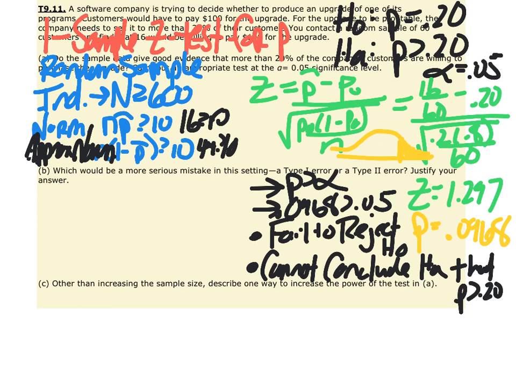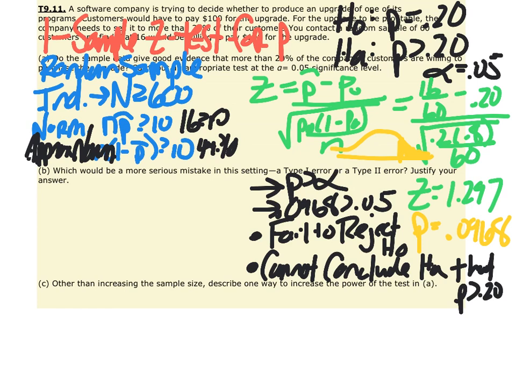Now for Part B, this particular question, which would be more of a serious mistake in this setting? A type 1 error or a type 2 error, and justify it. Now remember, a type 1 error says you reject H sub O and you conclude H sub A. Well, if we were to reject H sub O and conclude H sub A when it was an error, what that would have caused us to do is assume the proportion would be higher than 20%. Therefore, we would produce this upgrade. Well, in producing this upgrade, we would lose money because we didn't need to do it.